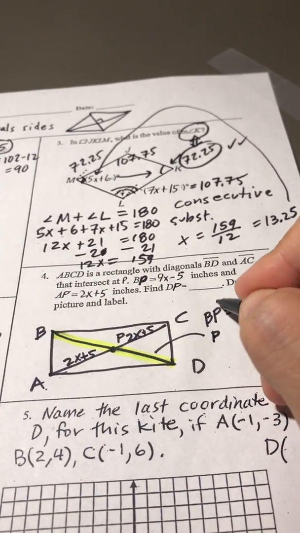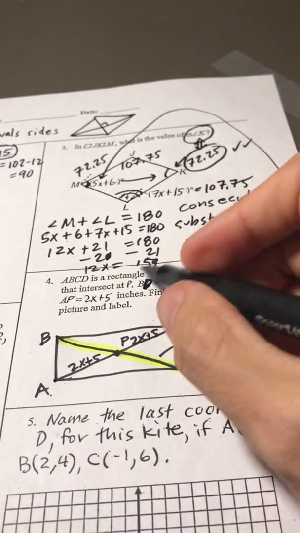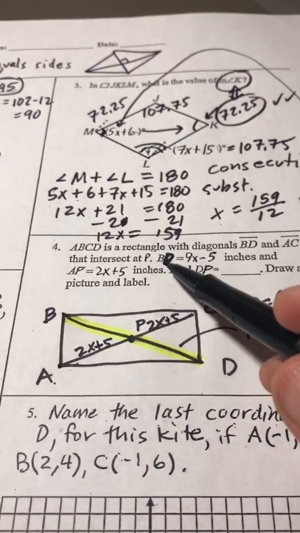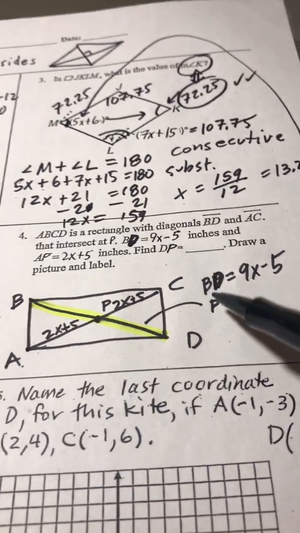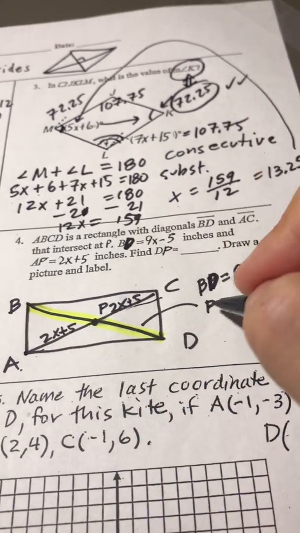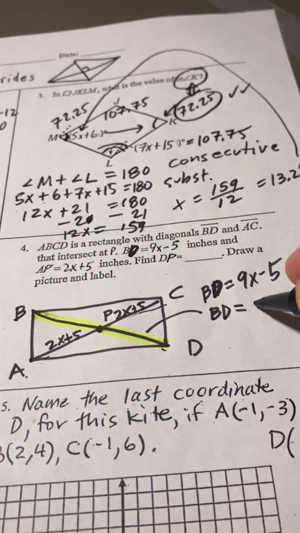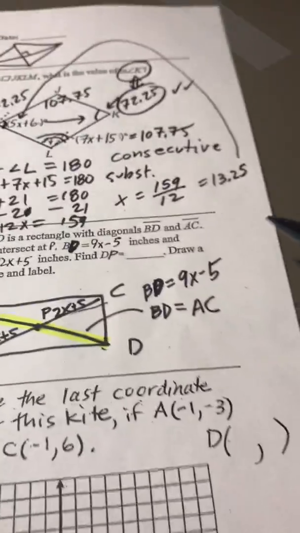So we know that, oh no, that's BD. That's supposed to be BD. Sorry about that. I'm sorry, I'm going a little crazy. Okay, so that was BD. The whole thing is called BD. Sorry I confused you there. So the whole thing would be BD. BD has to equal AC because in a rectangle, the two diagonals are equal.